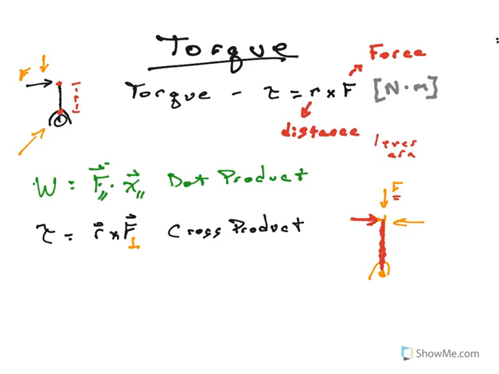Given the distance, which is the distance from the point of rotation to where the force is, the torque is given by that distance times the amount of force perpendicular to that distance. And we're going to do some examples to see.